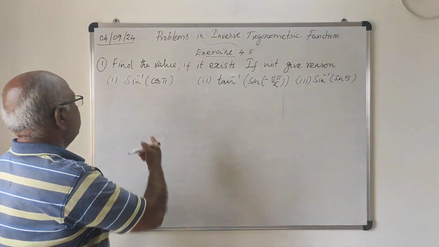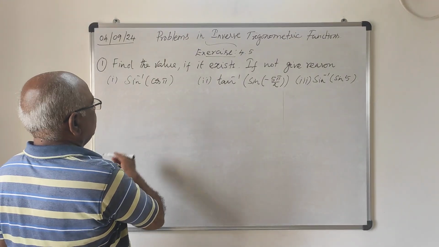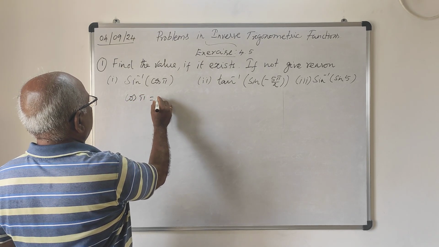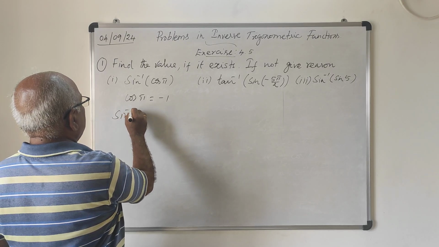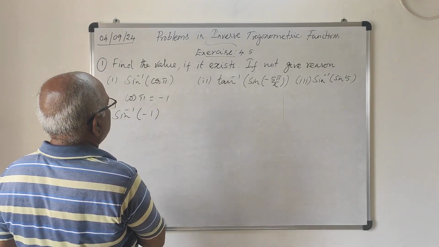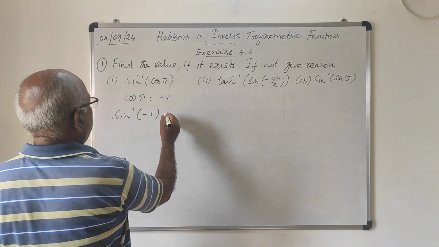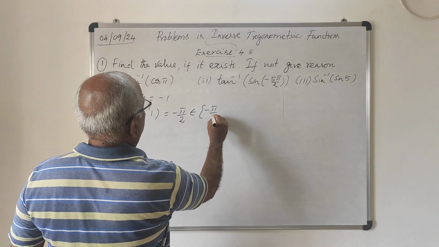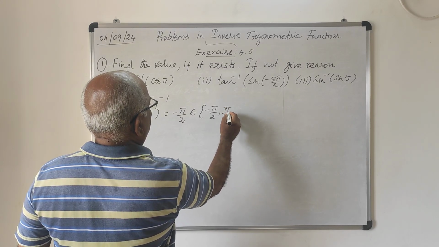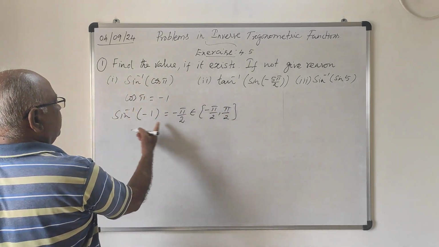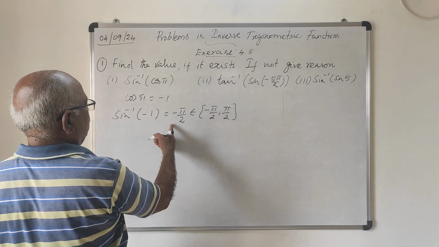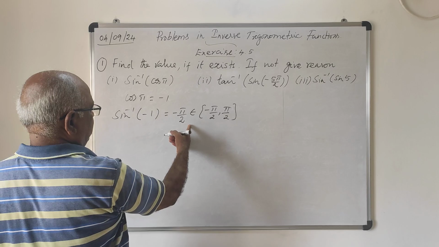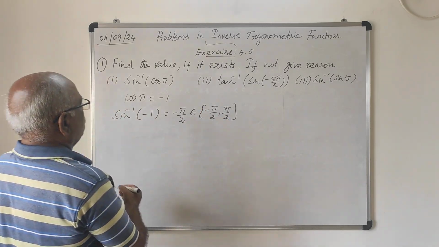That's the problem. Here in this case, sin inverse of cos pi. You know, cos pi is equal to minus 1. So, sin inverse of minus 1. Sin inverse of minus 1 is minus pi by 2. It belongs to the interval minus pi by 2 to pi by 2. Therefore, the solution exists and the value is minus pi by 2. So the answer for this problem is minus pi by 2.